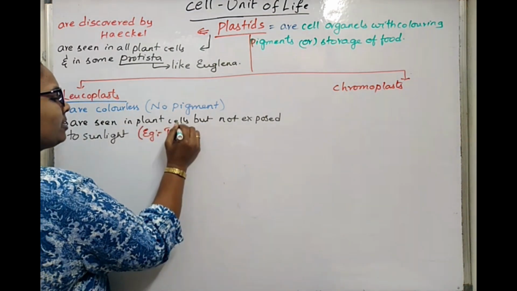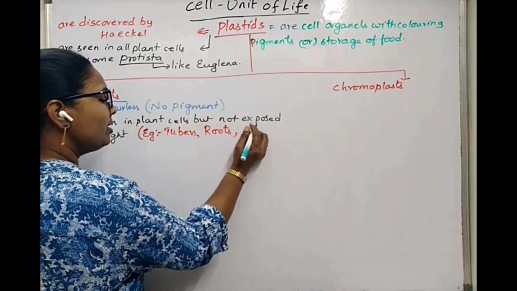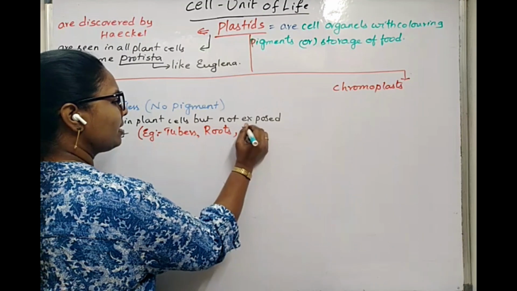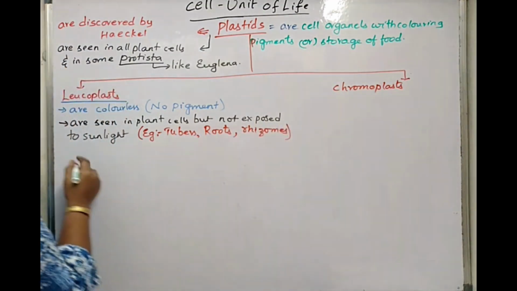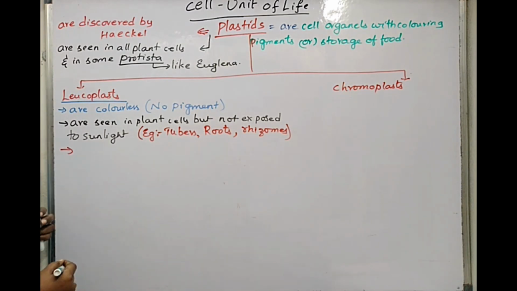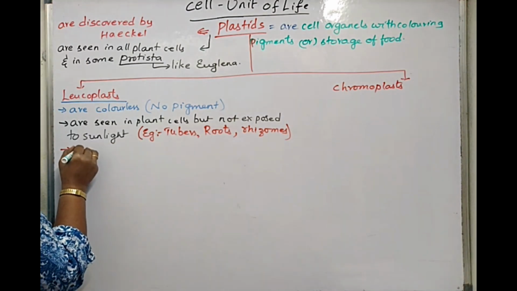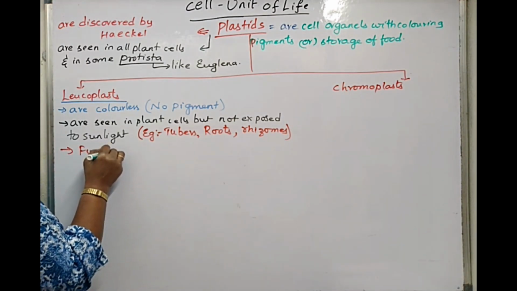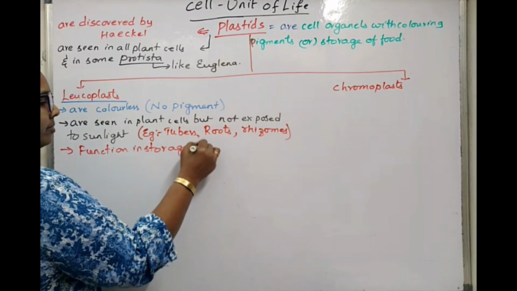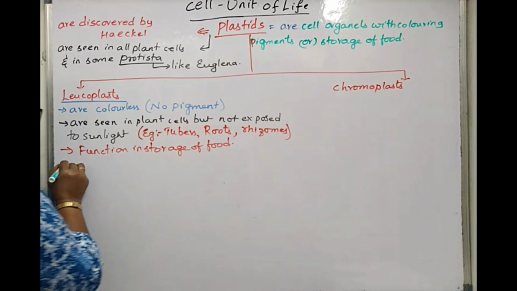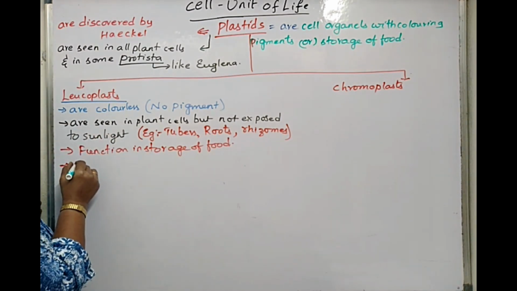Examples are tubers, roots, and also some stems, like underground stems such as rhizomes. Next, leucoplasts in the tuber form and rhizome form store food material. They function in storage of food. These plastids do not have grana.